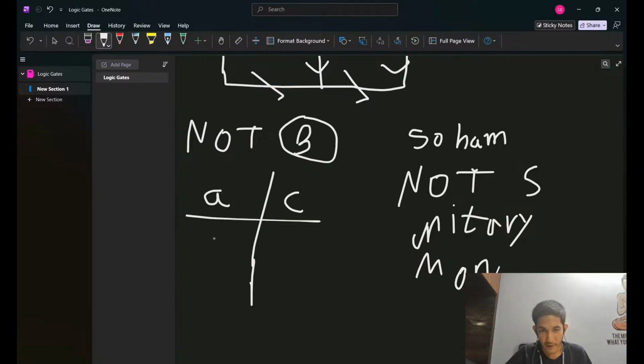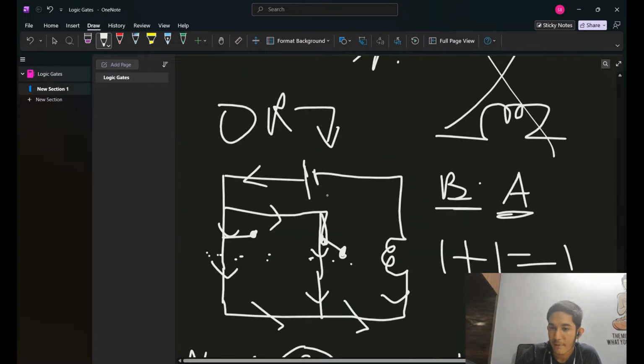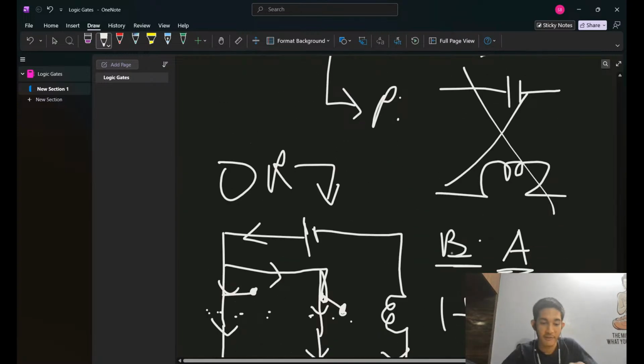This is a one input function. It takes the number and then reverses it. Now, here's where Boolean helps. Boolean. What did I say Boolean was? Can anybody tell?